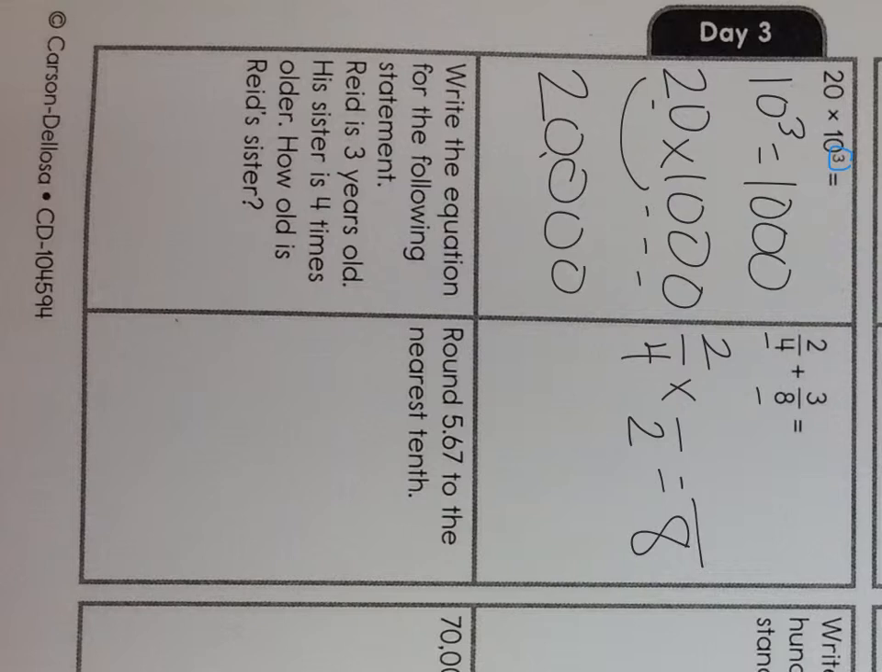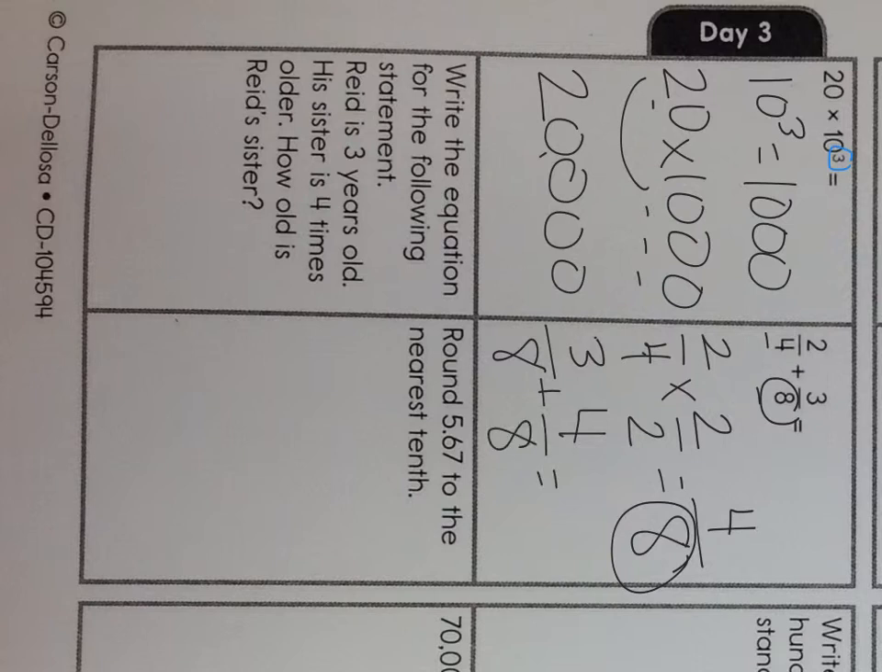So whatever I do to the bottom, I have to do to the top the same. So 2 times 2 is 4. So 2/4 and 4/8 are again equivalent fractions. But now I have an 8 here, and I have an 8 here, and I can add them. So 3/8 plus 4/8, bottom number stays the same. 3 plus 4 is 7, so your answer is 7/8.